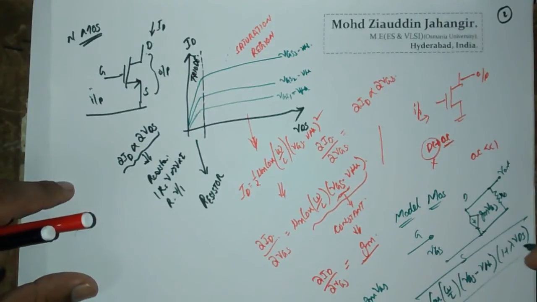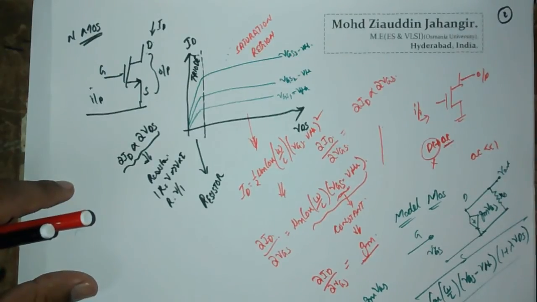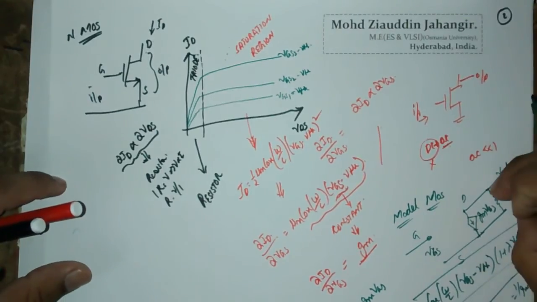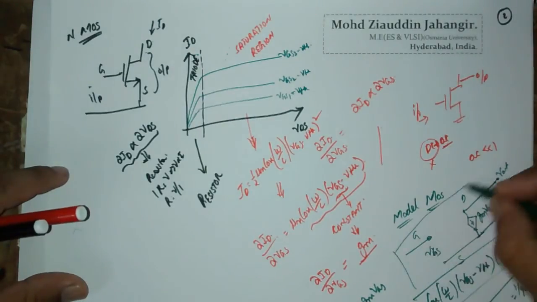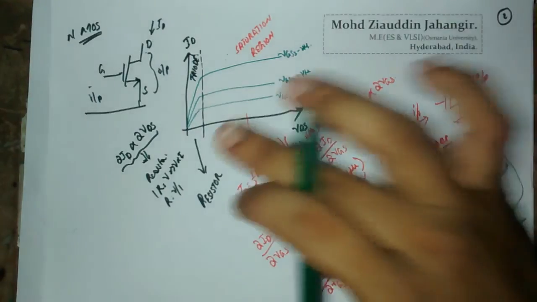So the effect of this lambda can be defined as ∂ID by ∂VDS. When you do this, you are going to get a constant value. That constant is I by V. I by V is nothing but your transconductance. So this output resistance is the inverse of your transconductance. This is how you are going to get the resistance at the output. So this is the MOSFET model, okay, the small signal model of your MOSFET.